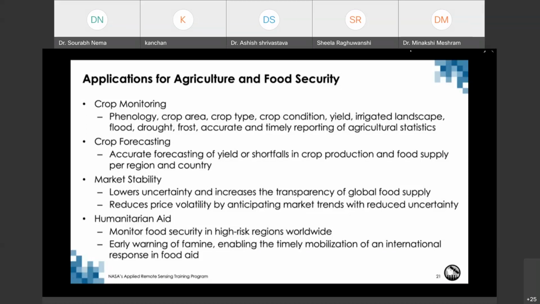Another application is for humanitarian aid. Remote sensing can be used to monitor food security in high-risk regions worldwide and provide early warning of famine, enabling the timely mobilization of an international response in food aid.